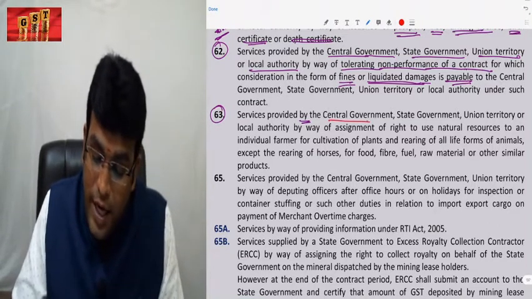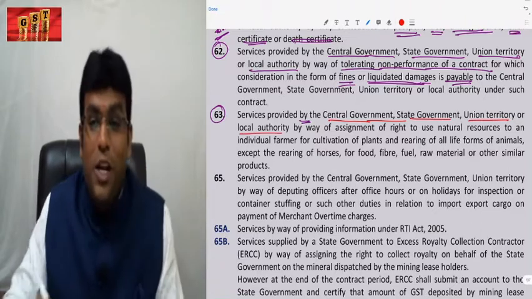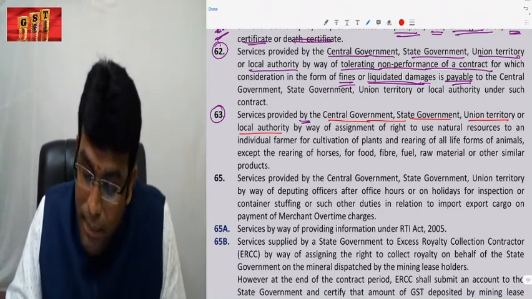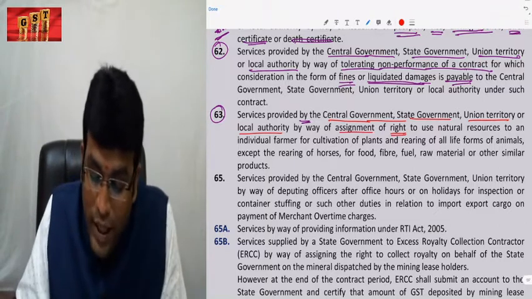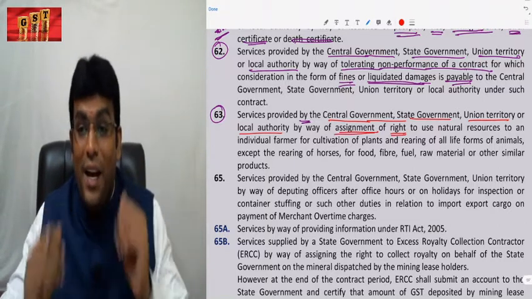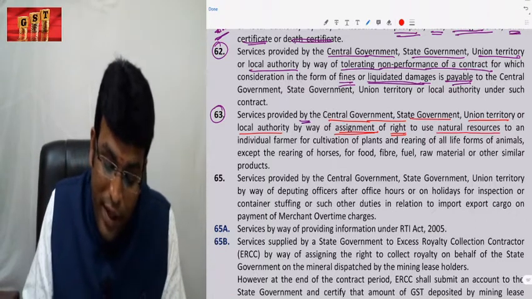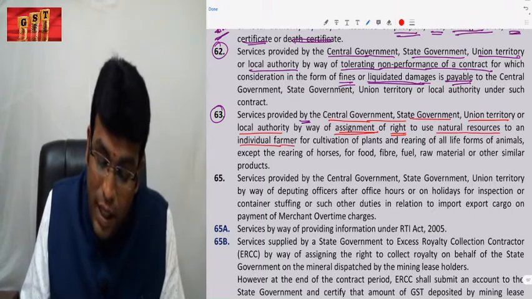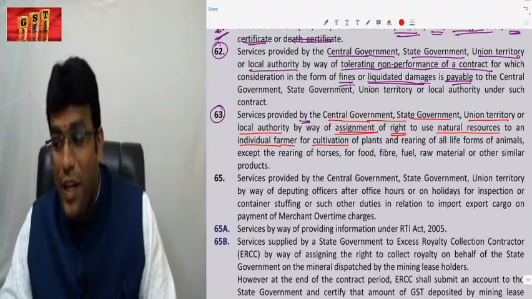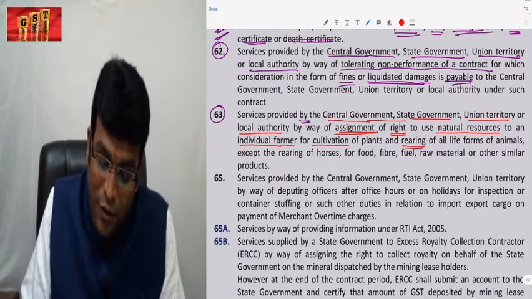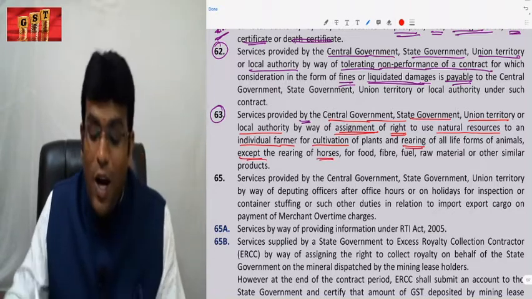Then 63rd point, services provided by central government, state government, union territory or local authority, generally they all come together only by way of assignment of rights. What they are doing, sir? They are assigning some right to use natural resources to an individual farmer for cultivation of plants and rearing of all life forms of animals except rearing of horses.